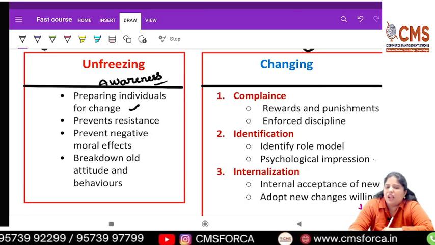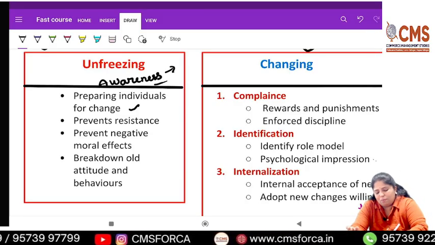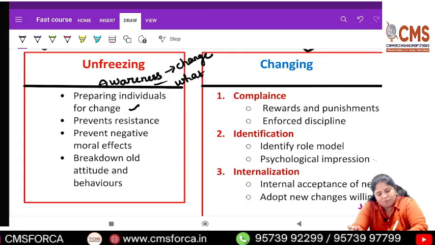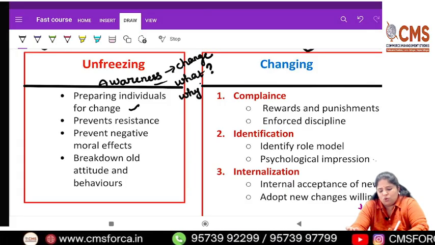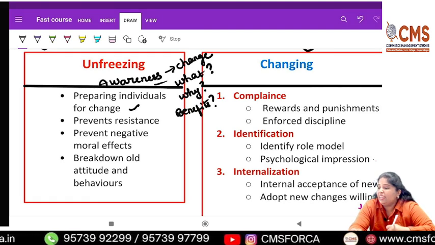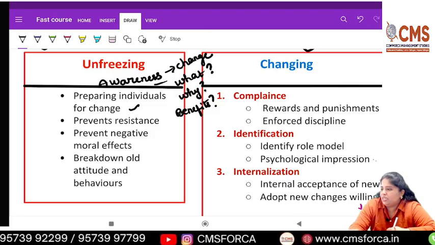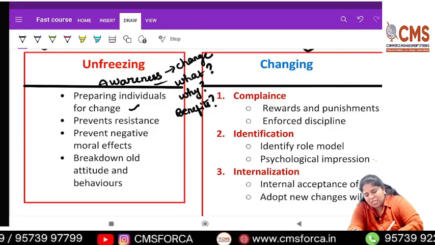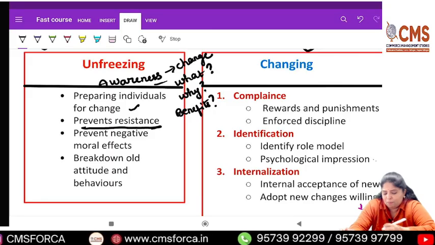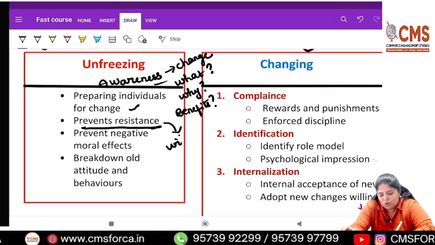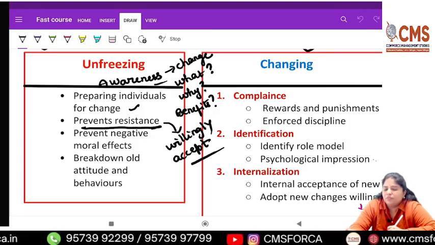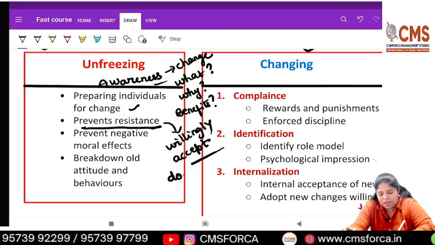Give them awareness. About what? You are bringing awareness about the change. What change is done? Why is the change so necessary? What are the benefits the change would create? So give them awareness. Because of this awareness, the next consequent benefit we see is it prevents resistance from employees, and employees will willingly accept the change. And change doesn't surprise them anymore.